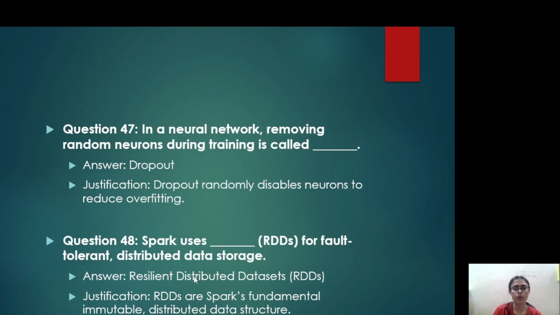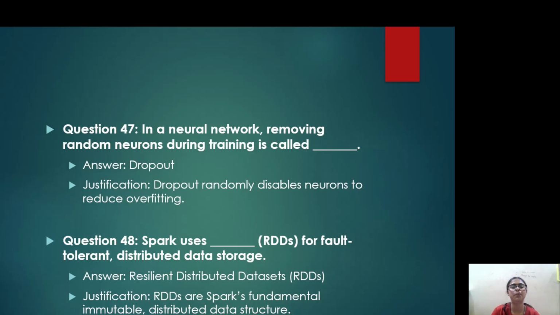Next is in neural networks, removing random neurons during training is called. So it is called dropout. Dropout is basically a technique to prevent overfitting in deep learning. During training, some of the neurons are turned off randomly, and this forces the network to not depend on only a few neurons. It makes the model more general and robust. Think of it like practicing with one hand tied, you become stronger overall.